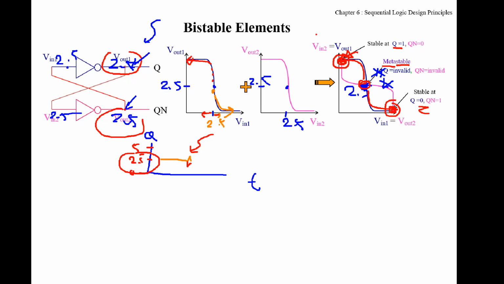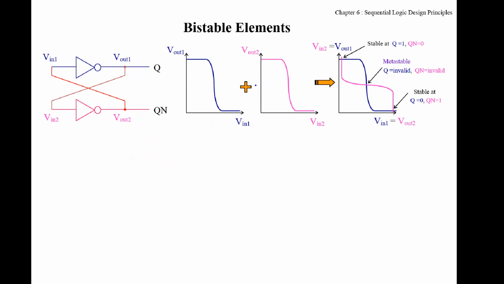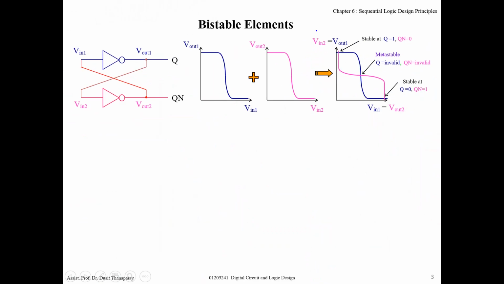So when the circuit changes to metastable, you cannot predict the next value of Q. It is based on the noise that will come and disturb the signal to a higher or lower level. So in this case, it is called unpredictable.